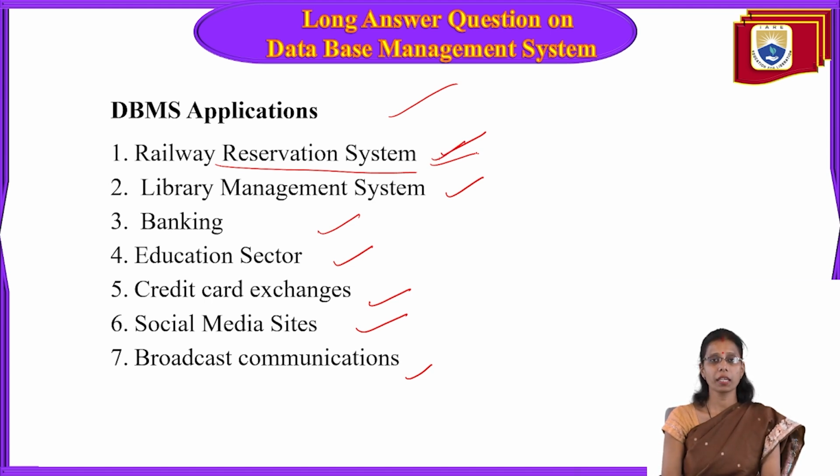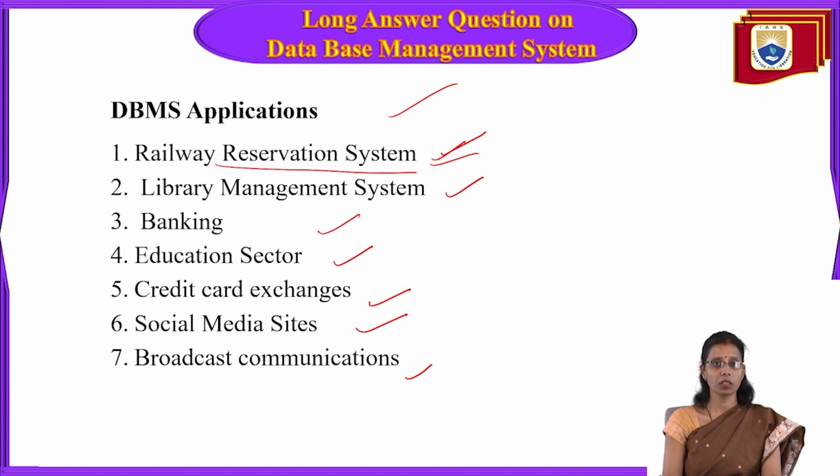Now, the library management system. Suppose you have a central library. In the central library you have so many books, a lot of books. To manage those books, every book entry is given to the DBMS setup: what volume it is, what the name of the book is, what the name of the author is, what the idea of the book is, and who it was written by.